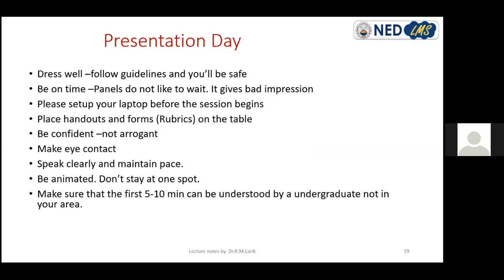So dress well and be on time, because it is important that the panel can see that you are on time, you are committed, you are focused. Don't make your examiners exhausted by having to take the printouts on their own. You should print out everything, rubrics or whatsoever, and then distribute it to the examiners and the committee, right?